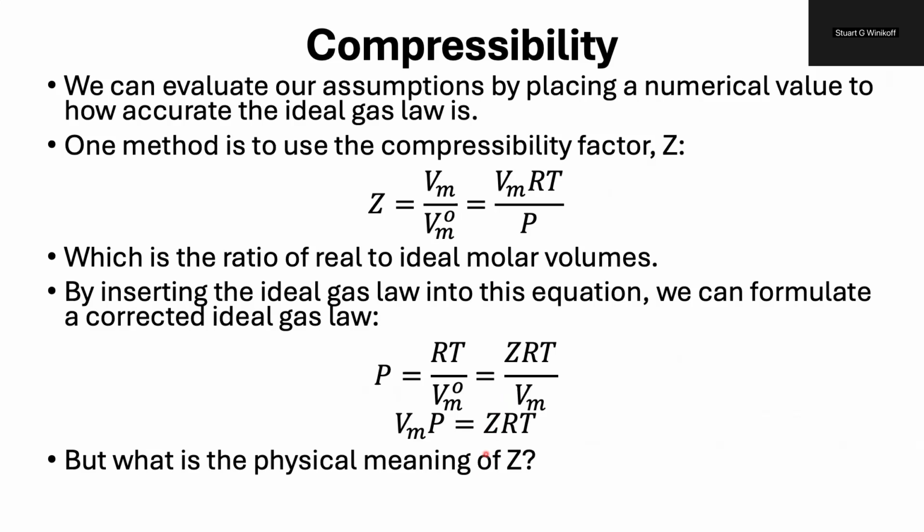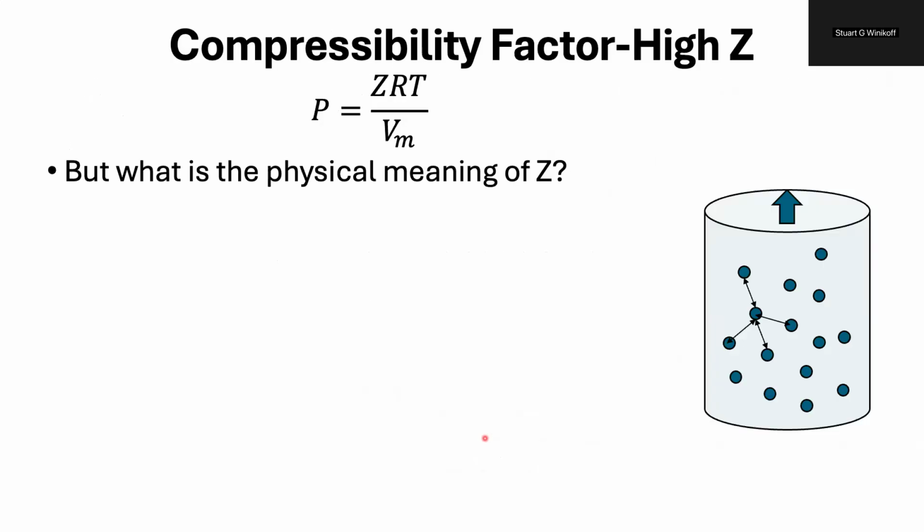So to do this, we first need to look at the physical meaning. So as I said, there's going to be three major cases we can examine for the compressibility factor. The easiest one is Z is going to be equal to 1. In this case, we just get the ideal gas law back. The system behaves ideally.